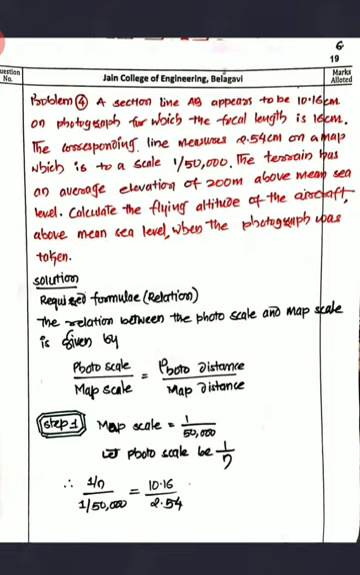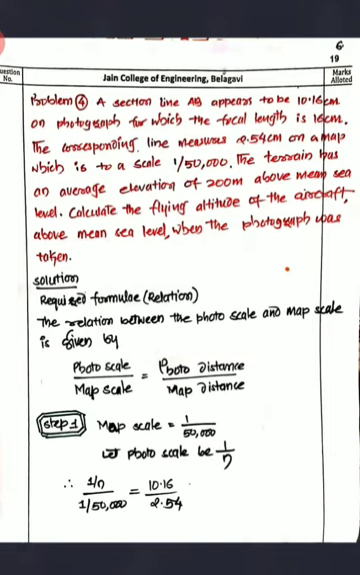data. I'll read what it says: the section line AB appears to be 10.16 on a photograph. This is the distance you got on the photograph, and the focal length is also given. Then they have said that the corresponding line measures 2.54 on the map. So they have given two different things: the same line on the ground measures 10.16 on a photograph and 2.54 on a map. So here you have the comparison of map and photograph.